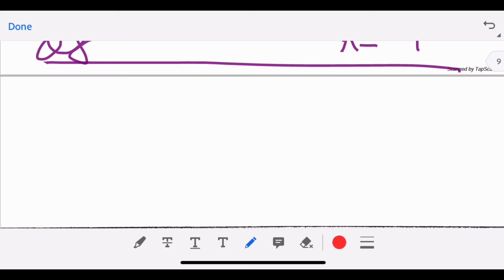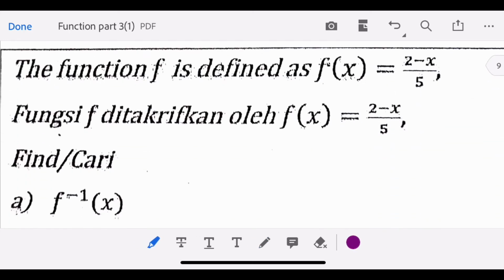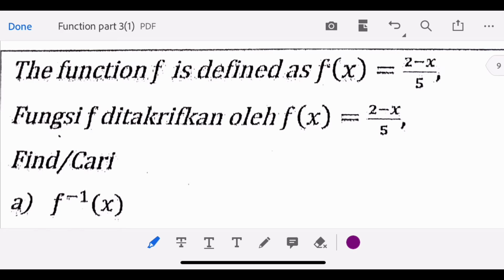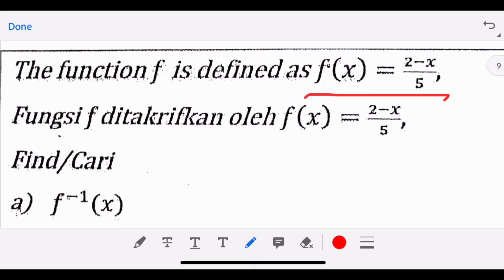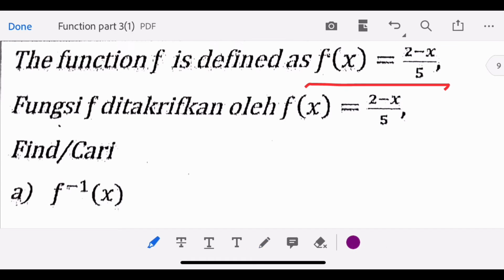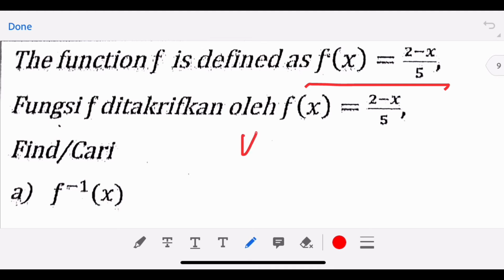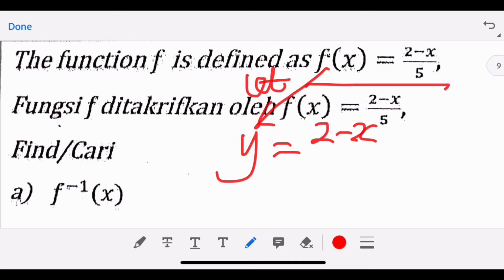Alright, now I will proceed to question number 9. Question number 9: you're given the function f(x) = (2 - x)/5, isn't it? They ask you to find the inverse function. I think many students can do this one. So you always let f(x) equal to y.